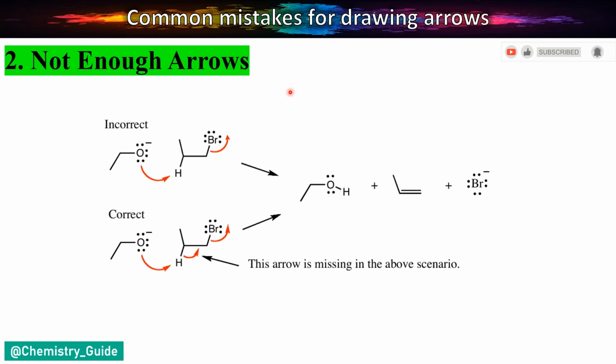The second mistake is not drawing enough arrows. Generally it happens when we miss writing some of the arrows for showing the reaction mechanism. This is one of the examples. In this case, this anion is abstracting the proton and bromine is liberated. We are getting the alcohol, the double bond species and the bromine anion. So this is the incorrect way. The correct way is the attack of the oxonium anion on the proton. This bond is pushed back, converting to a double bond, and in that case the bromine is also liberated. So this is the correct way of showing the arrows.